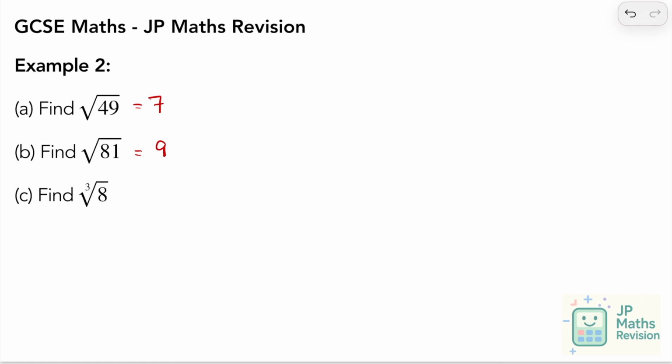And this last one, we're looking for the number that multiplies by itself 3 times to get to 8. In this case, it's going to be 2 because 2 times 2 times 2 is 8. So the cube root of 8 is 2.